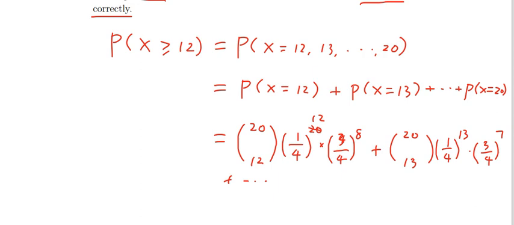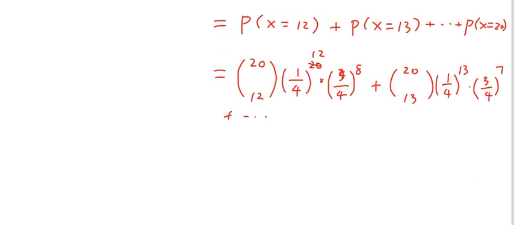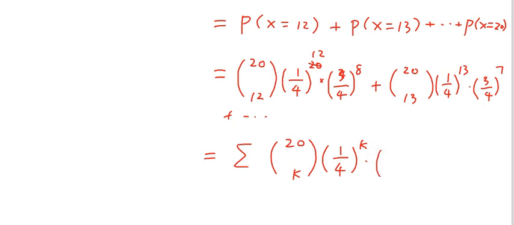So we have many terms, add them together. From a mathematical point of view, we can use this notation: sigma, summation. In general, we say this thing is equal to 20 choose k. 20 questions, choose k questions, and you answer those k questions correctly. So this good thing happens k times, and then the bad thing happens 20 minus k times.